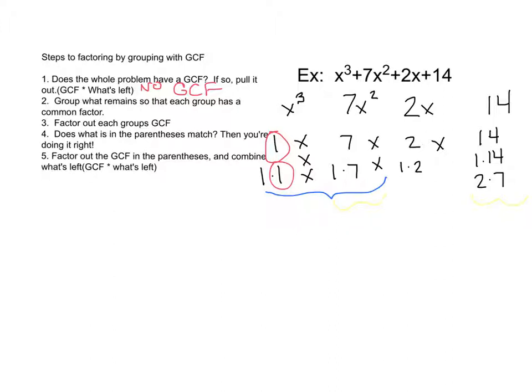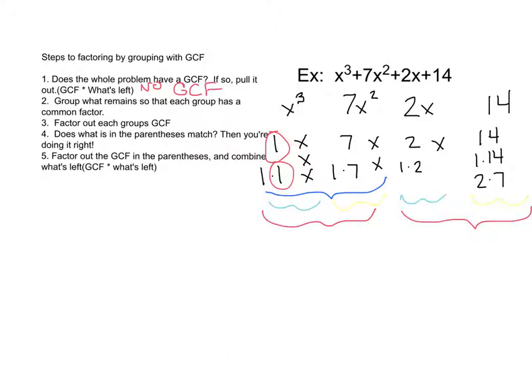We could also look at a different way of doing it and pair up x cubed with 2x because they share an x term. And there are several other ways we could group it. But the fact is that it doesn't really matter how we do it, they're all going to come up with the same answer. So in this case, I'm going to go with my initial thought, which was to pair up x cubed and 7x squared, and then 2x and 14.